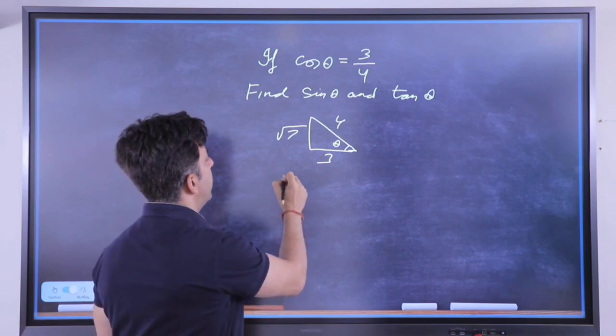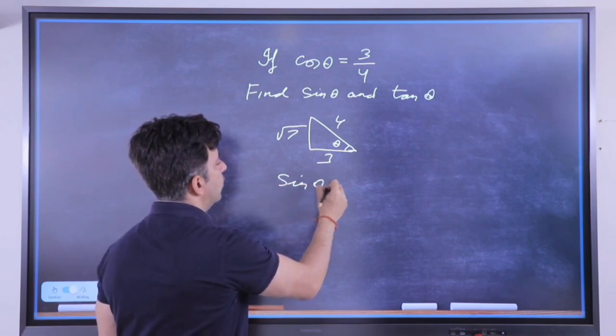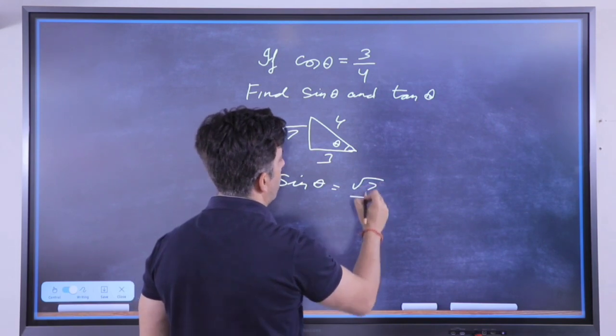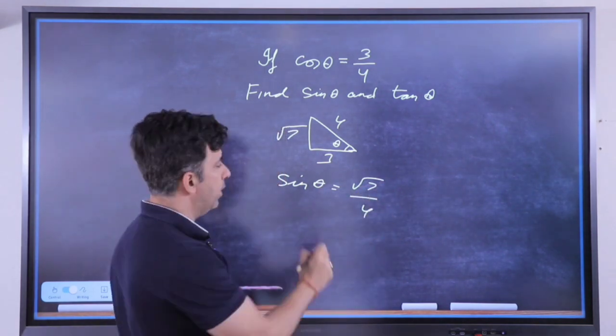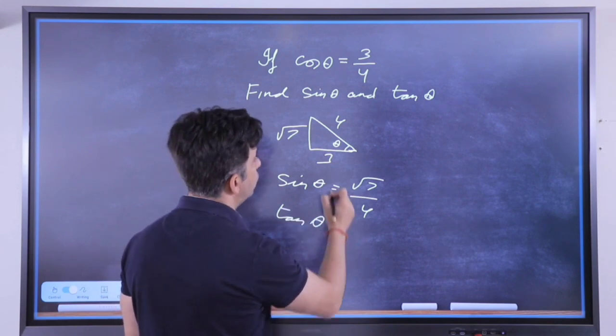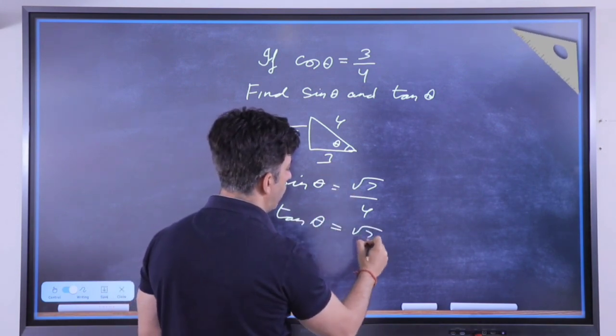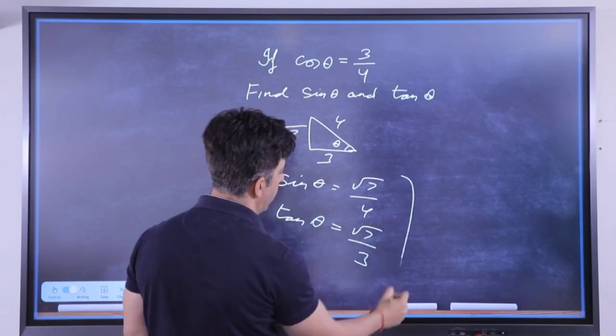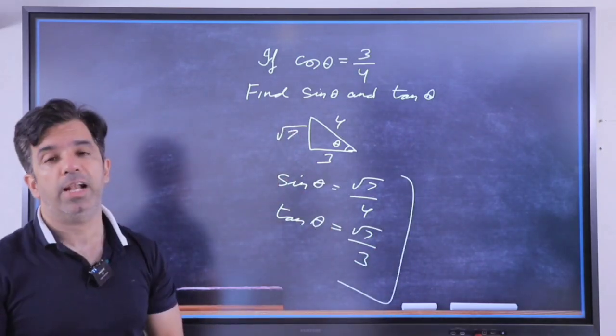Now we can easily find sine theta, which is perpendicular upon hypotenuse, that is root 7 by 4, as well as tan theta, which would be perpendicular upon base, that is root 7 by 3. This would be my final answer.